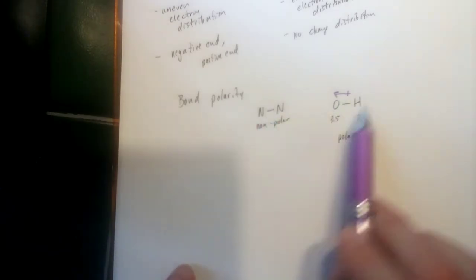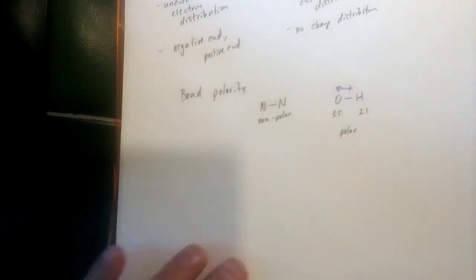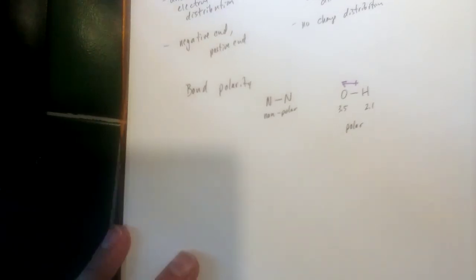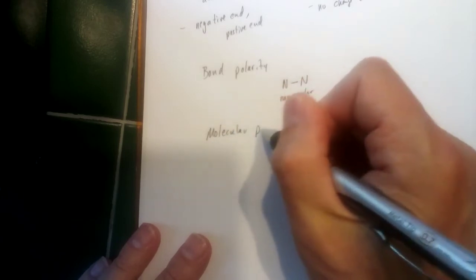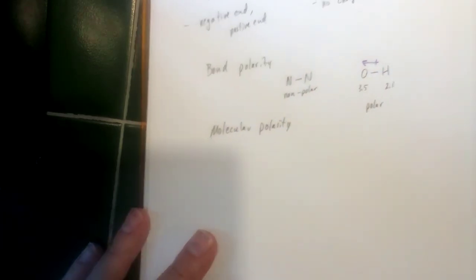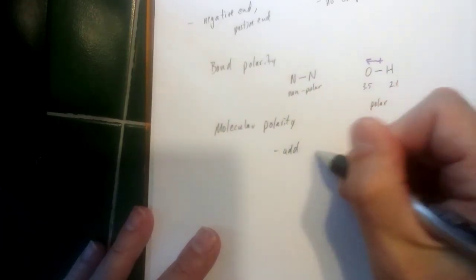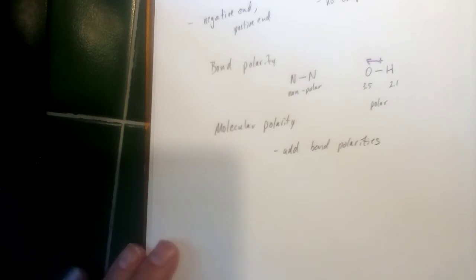Okay, so if we go through a molecule and identify which bonds are polar and which aren't, and particularly if you're thinking about this arrow, I think that's helpful. The way we determine if the molecule is polar, so let me call that molecular polarity, is by adding the bonds together. Add bond polarities. If we have a reasonable understanding of our structures at least, that shouldn't be too hard to do.